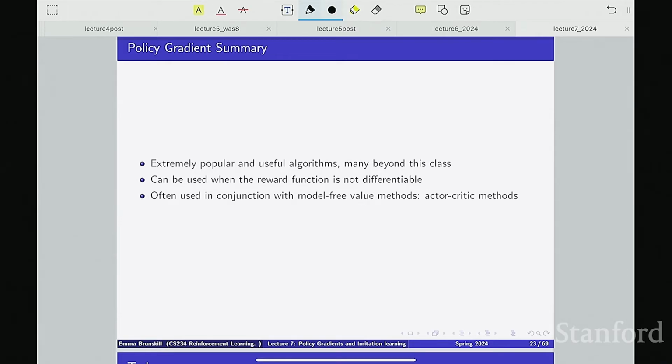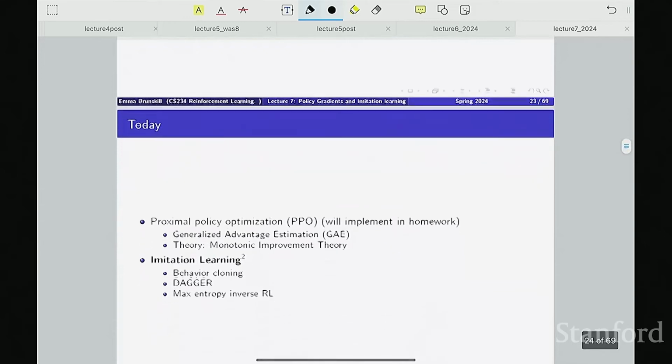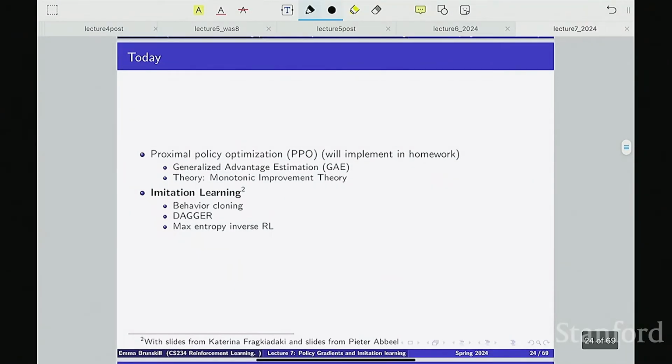So if you read other papers, they'll be really useful baselines that you often see or that people are building on. All right, we're now going to go into imitation learning, but does anybody have any questions before we start there?